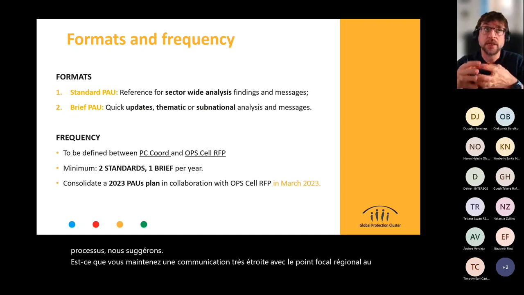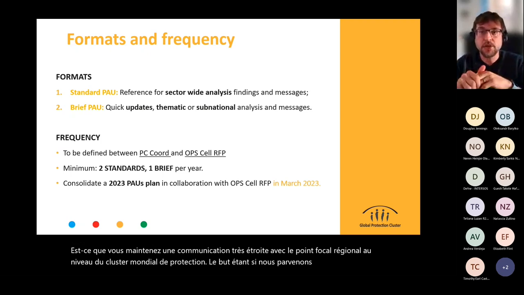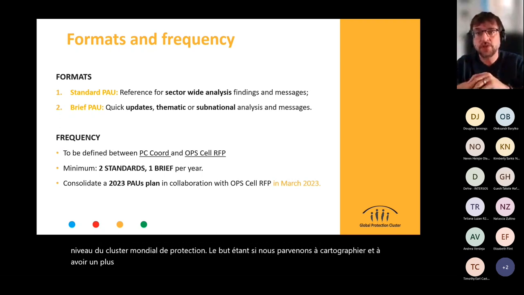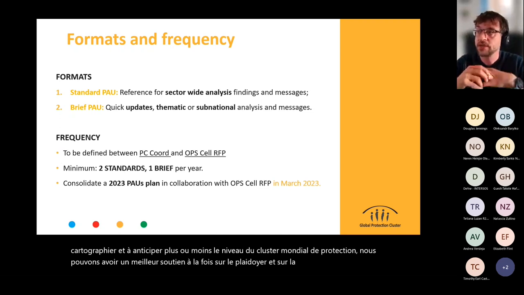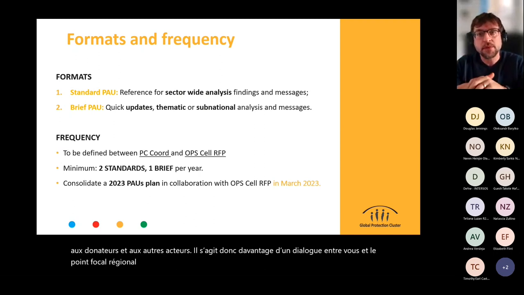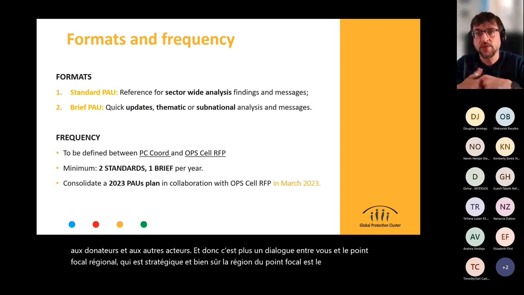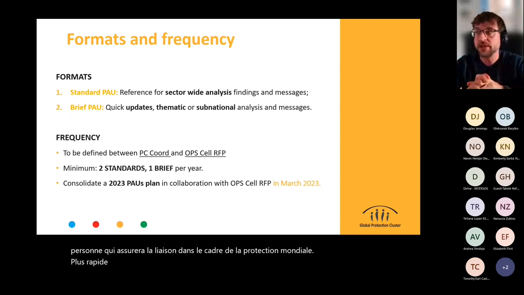The goal being, if we manage to map out and have more or less an anticipation at the level of the global protection cluster too, we can provide better support, both on advocacy and on reaching out to donors and to other actors. So it's more a dialogue between you and the regional focal point, which is strategic. And of course, the regional focal point is the person who will liaise within the global protection cluster to actually use all the support that we can provide for your needs.